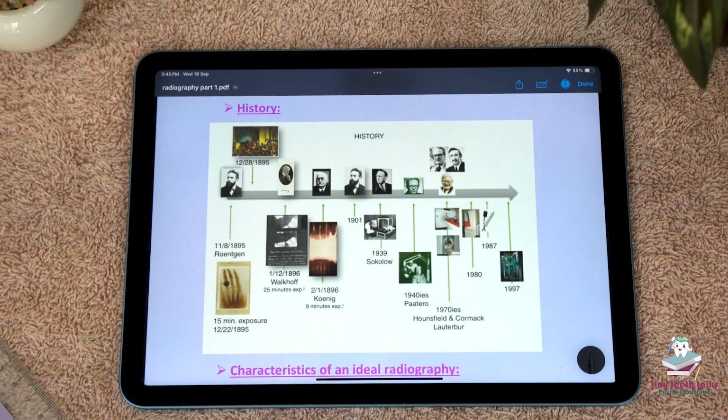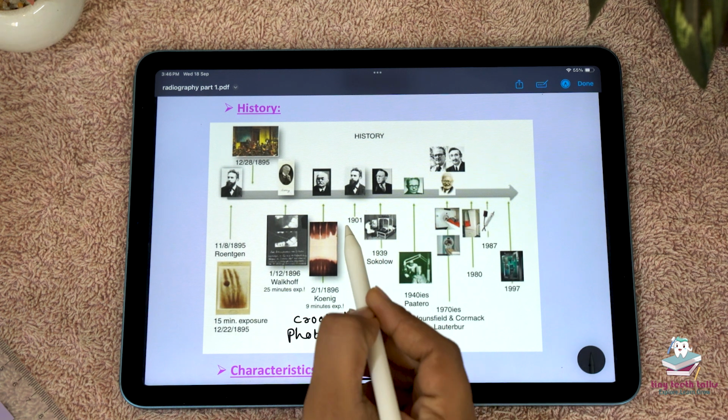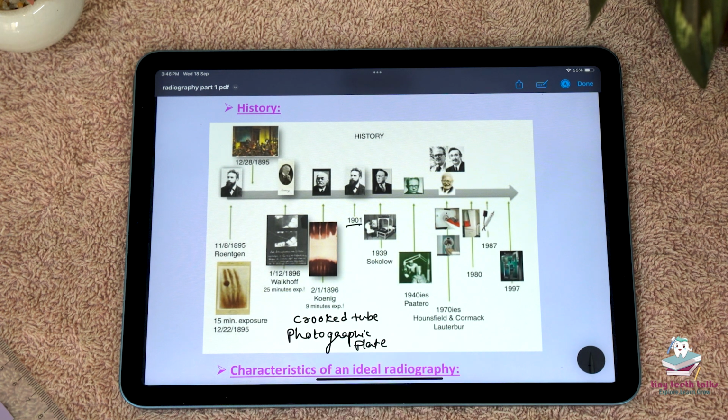On February 1, 1896, Walter Koenig took one of the earliest dental radiographs with an exposure of 9 minutes. He used the Crookes tube and photographic plate, which is a mixture of the old technique by Roentgen, who used the Crookes tube, and the new technique by Walkhoff, which is the photographic plate. Then in 1901, William Herbert Rollins discovered burns on the skin due to X-rays and published the first ever radiation hazard. In 1904, Western Enterprise introduced the bisecting technique.